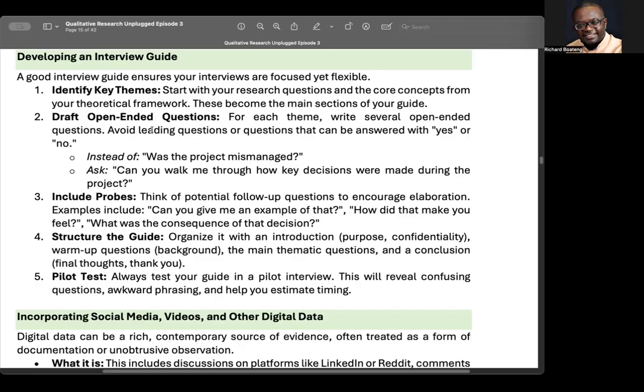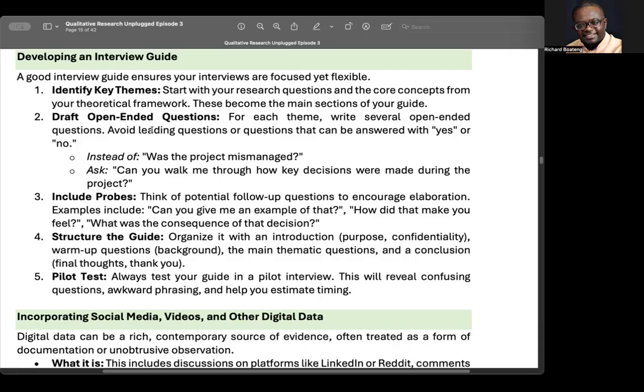Exactly. Third, include probes. These are essential follow-up questions you can use to get more detail or clarification. Things like, could you tell me more about that? Can you give me a specific example? How did that make you feel? What happened next? What was the consequence of that? Probes are your tools for digging deeper.